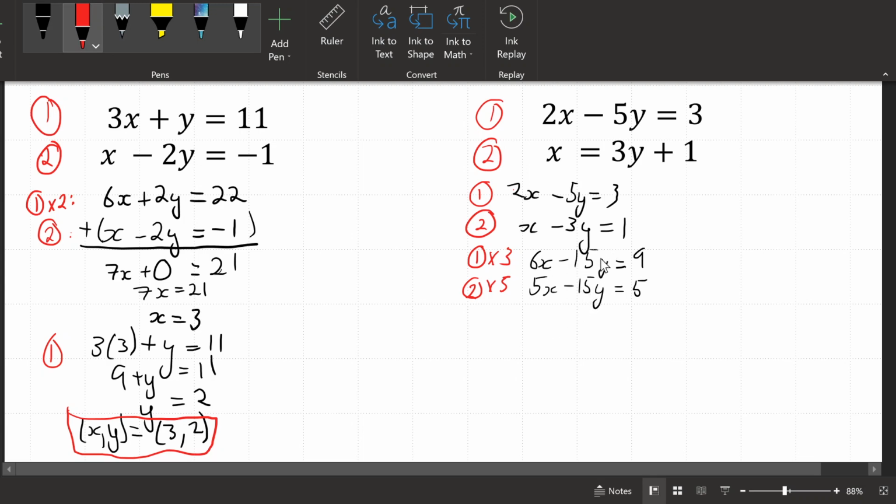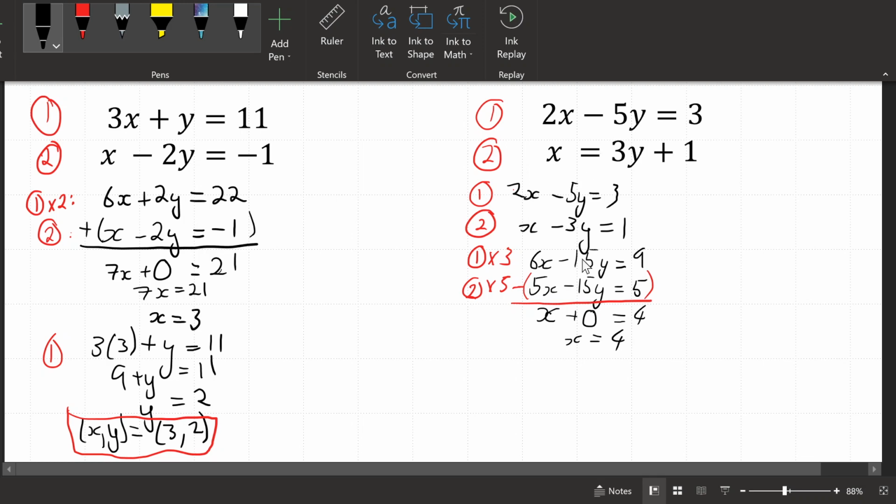After that, what we need to do is look at these signs and go, okay, they are the same. So, as we know, if they are the same, we subtract them. So 6x take away 5x, that's x. Minus 15, take away negative 15, that's 0. 9 take away 5, that's 4, so x equals 4.